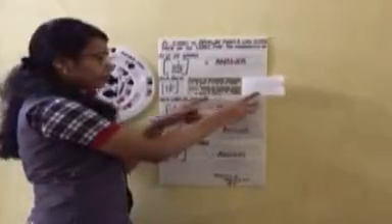The number of favorable outcomes, that is, a jack, is 4 out of 52 cards. That is, each suit contains 1 jack, so 4 jacks out of 52 cards. P of E equal to number of favorable outcomes by total number of possible outcomes. 4 by 52. When we substitute this, we will get 1 by 13.